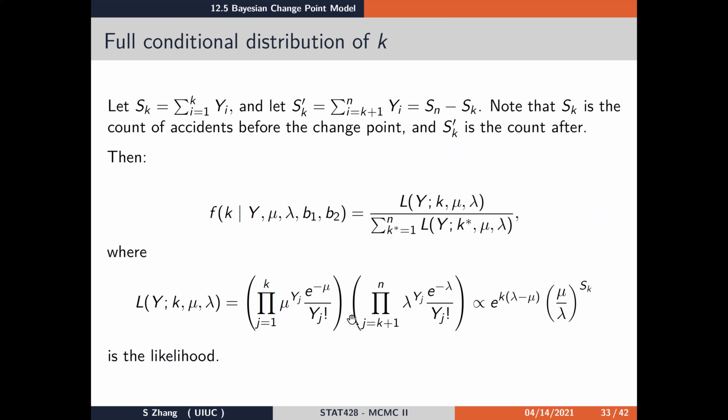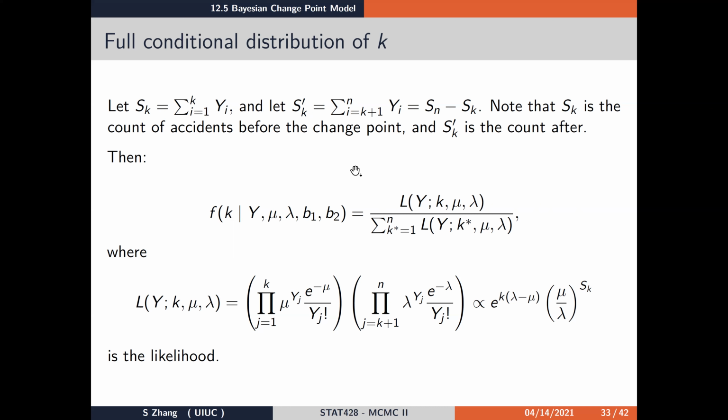Let's first look at K. Denote the sum of the yi's, the number of explosion incidents from year 1 to year k, by sk. Similarly, let's use sk prime to denote the sum of the yi's after time k, so from k plus 1 to n. Notice that sk prime is equal to Sn, the total number of incidents, minus Sk. Here, Sk is the count of accidents before the change point, and Sk prime is the count of the number of accidents after the change point.